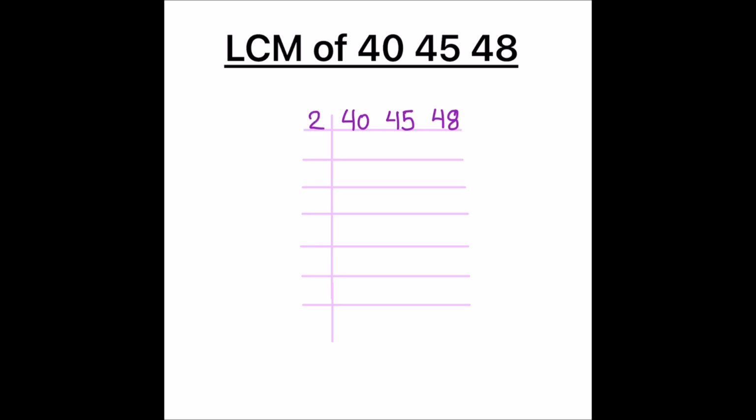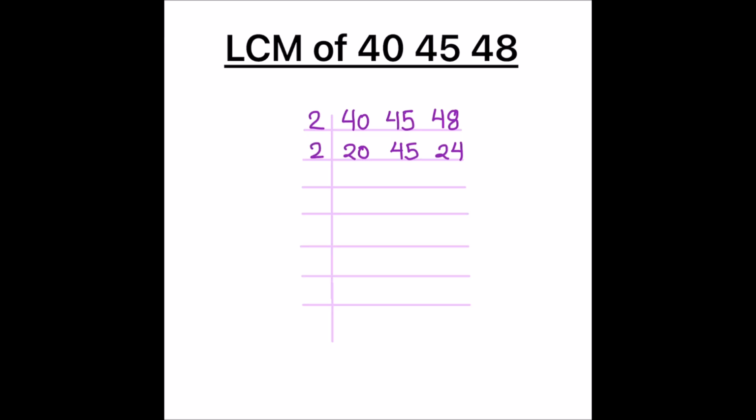Let's use the first prime number 2. As 40 and 48 are fully divisible by 2, we are going to divide these numbers. 45 is not fully divisible, so we'll write it as is. So 2 times 2 is 4, 2 times 0 is 0, 45 will be as is. 2 times 2 is 4, 2 times 4 is 8.